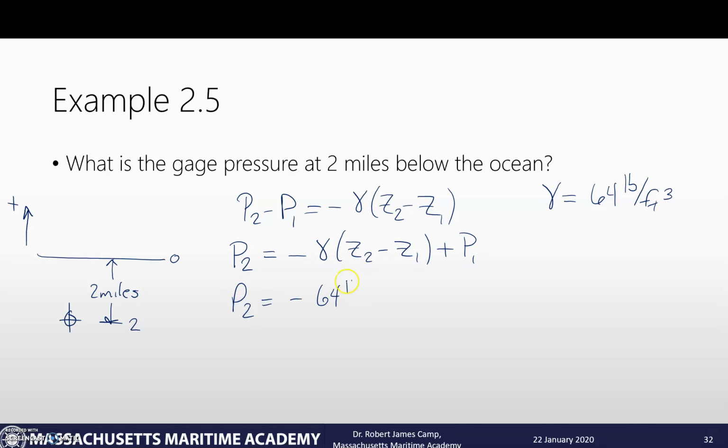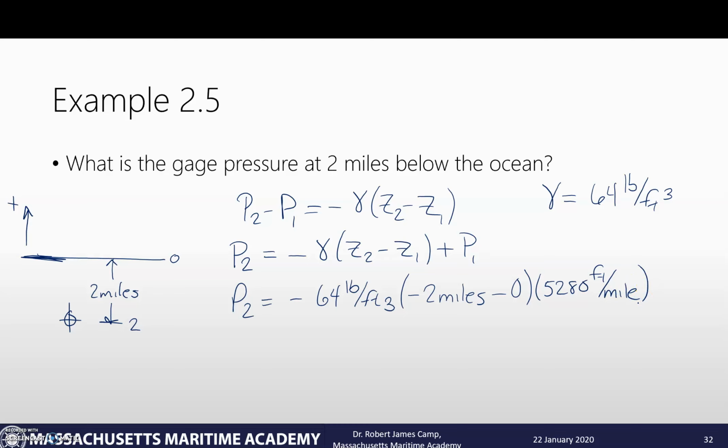Negative 64 pounds per foot cubed. And then Z2 minus Z1, well, it's going to be negative 2 miles. And it's negative 2 miles because, remember, this is our 0. Up is positive, down is negative, so we're 2 miles below the surface, so negative 2 miles, minus 0 miles, which is our surface. Now we need to convert that over into feet because we have to have the units work out right. So we do know that a mile is 5280 feet for every mile.